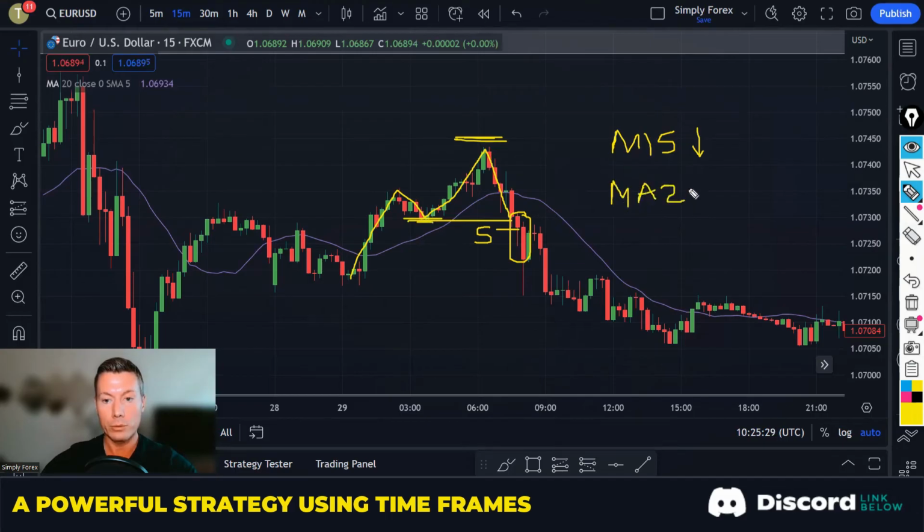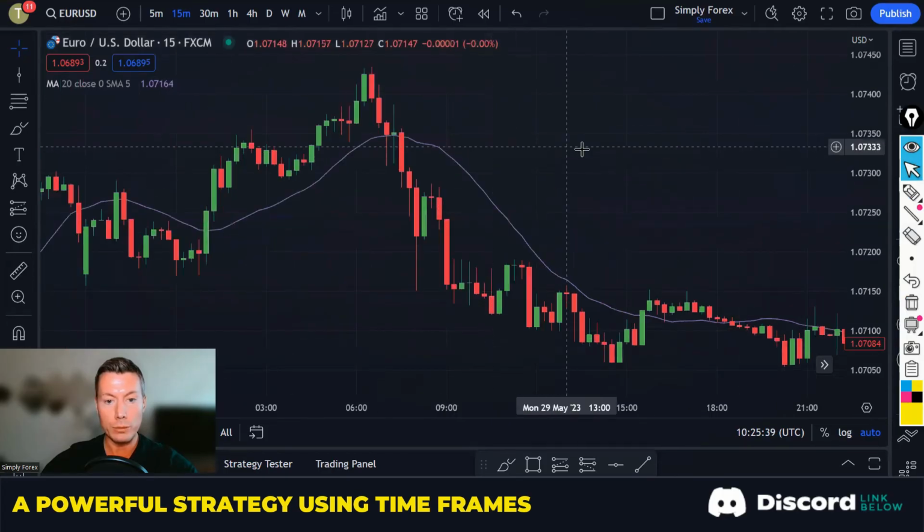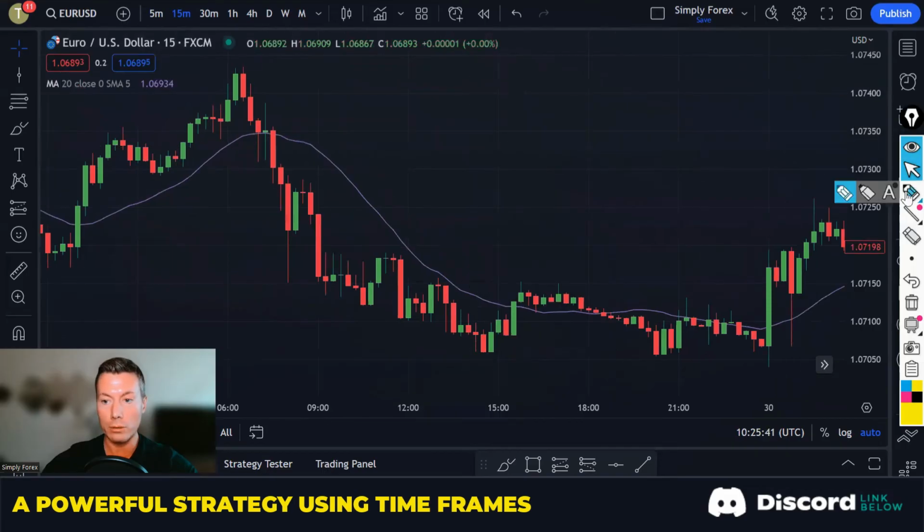Okay, moving average 20, we're below that, as you can see. Yeah, moving average 20 is here. So we can start shorting this pair. All right, and then just follow the M15 structure along. Yeah, we've broken these lows here, price breaks down, and then we can just follow that M15 structure down.